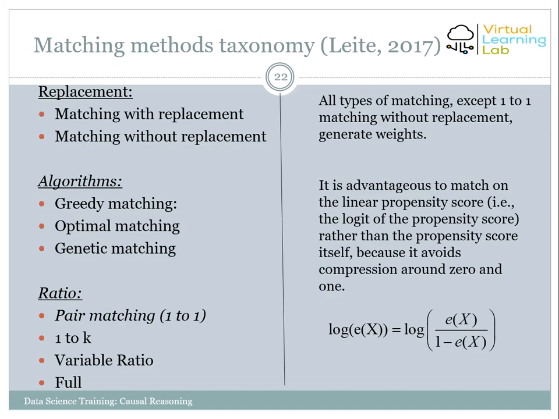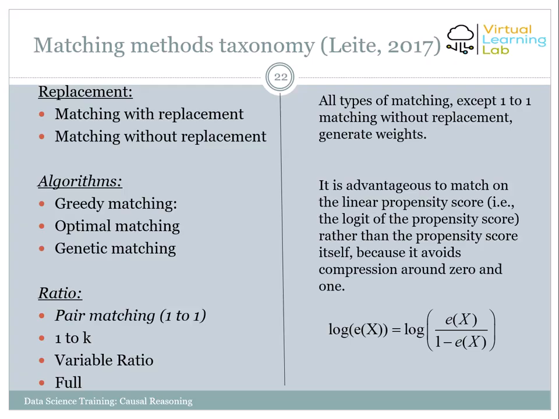Algorithms, some algorithms perform better. Greedy is the simplest algorithm, which is just, for each treated unit, find the closest untreated unit in terms of propensity score without considering the overall balance of the distributions. So without considering the other units. And that is the most common, but also the simplest form of matching. Optimal matching and genetic matching are more complex. Genetic matching tries to minimize the distance between covariates, so it optimizes on covariate balance.